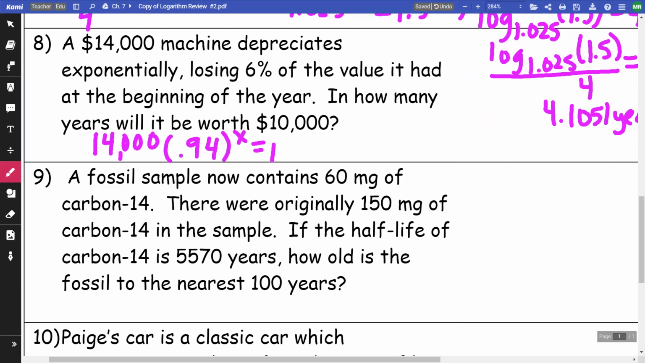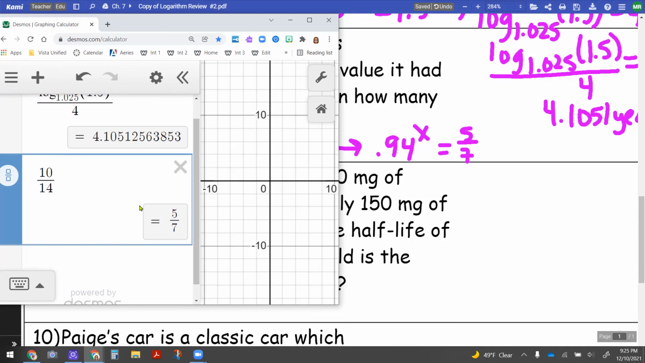Raised to the power x equals 10,000. So I'm going to get 0.94 to the power x is equal to, I'm going to divide both sides by 14,000. And I'm going to leave it as a fraction, 5/7. When I did it, I actually just divided 10 by 14. But as a decimal, it's this, and as a fraction, it's 5/7.